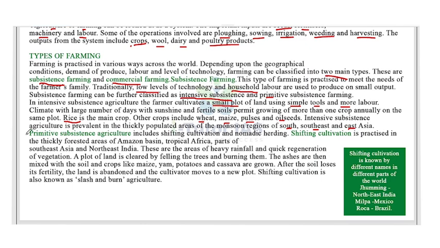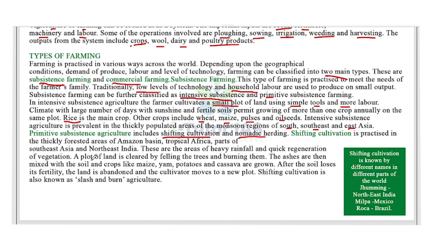Now, the second one is primitive subsistence agriculture. It includes shifting cultivation and nomadic herding. What is shifting cultivation? It's the practice in the thickly forested areas of the Amazon basin, tropical Africa, parts of Southeast Asia and Northeast Asia. These are the areas of heavy rainfall and quick regeneration of vegetation.